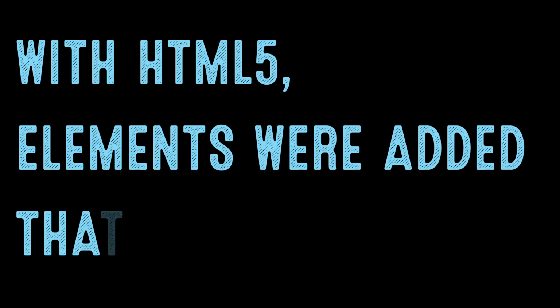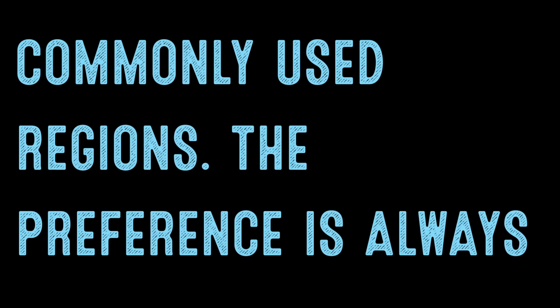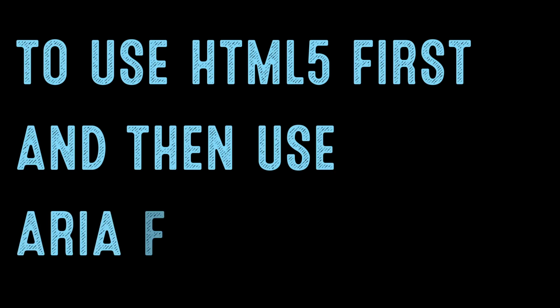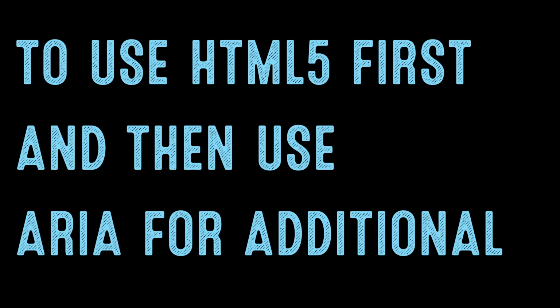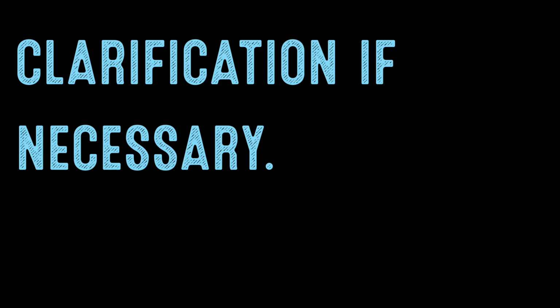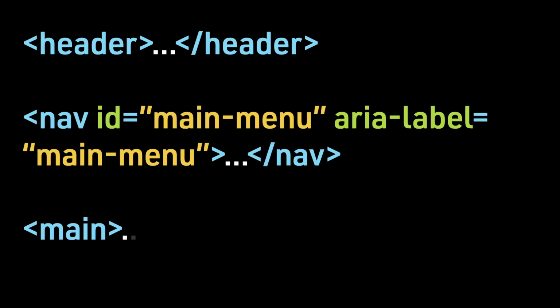With HTML5, elements were added that also define commonly used regions. The preference is always to use HTML5 first and then use ARIA for additional clarification if necessary. Header. Nav, ID main menu, ARIA label main menu. End nav. Main.